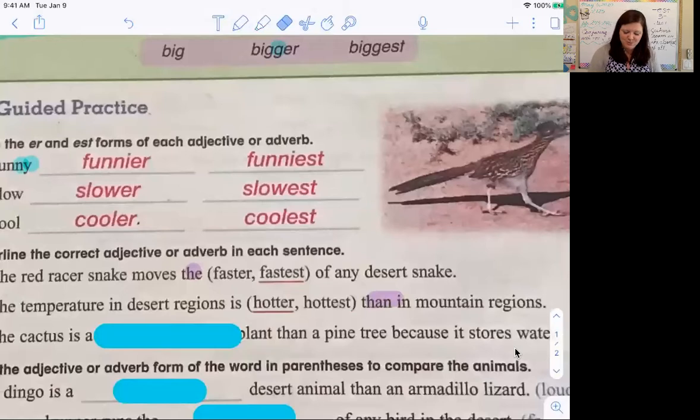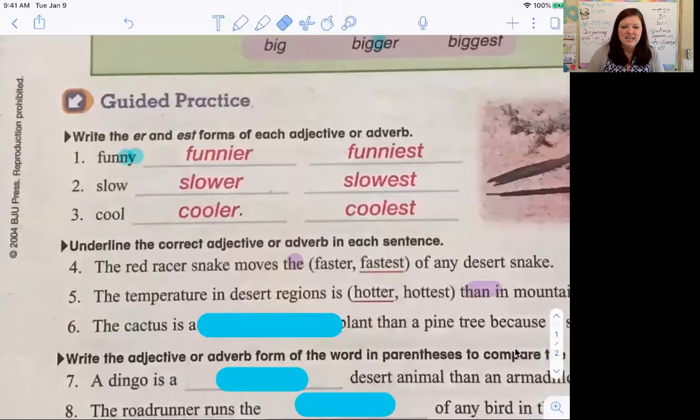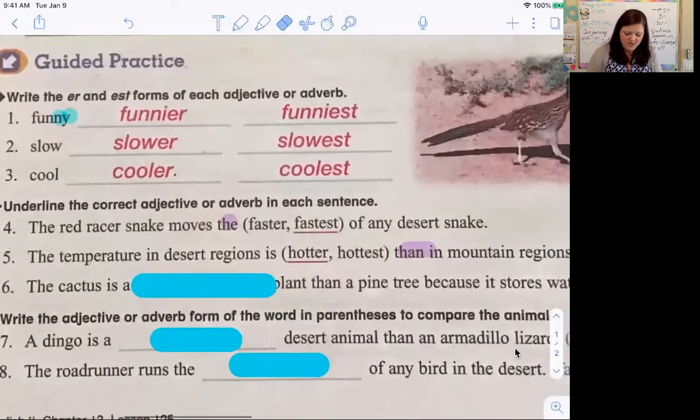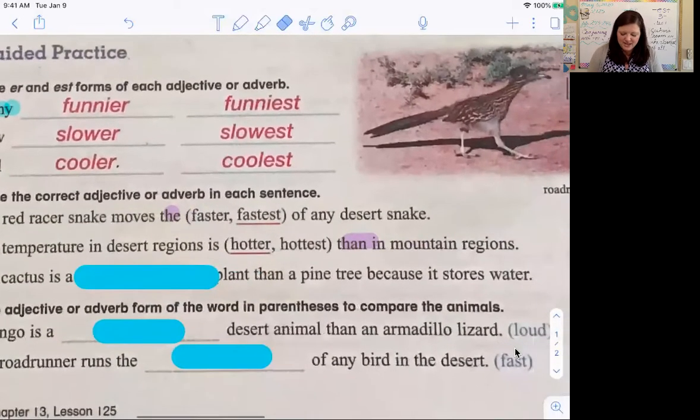Let's move on. Number 6, the cactus, oh, Mrs. Roach would love this one. The cactus is a blank plant than a pine tree because it stores water. Did you see a clue within this sentence to tell us whether we're talking about 2 items or 3 or more? I saw this. Than. We're talking about a cactus, a pine tree. How many items is that? 2. When we're comparing 2 items, we will add ER to the end of the comparing word.